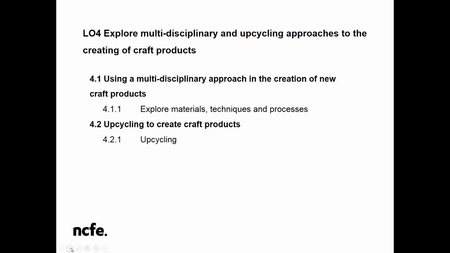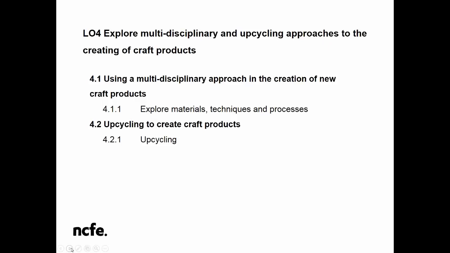So the last learning outcome in Unit 2 is explore multidisciplinary and upcycling approaches to the creation of craft products. So the learner needs to know and understand how to produce a minimum of one craft product using a multidisciplinary approach. So that can be across the whole 7 lists, but it needs to cover a minimum of 2 disciplines. And they only need to create one craft item as well using upcycled materials.